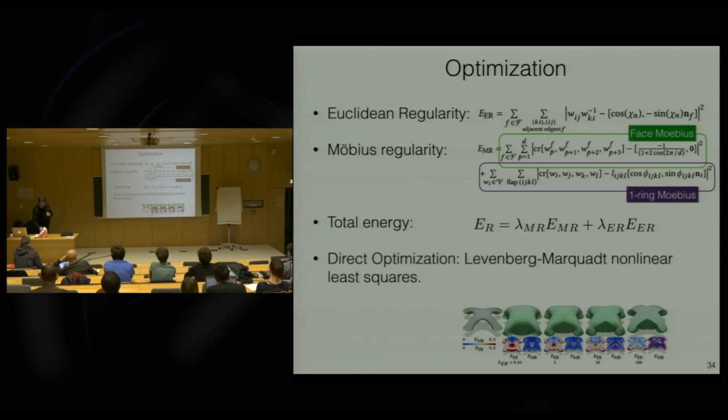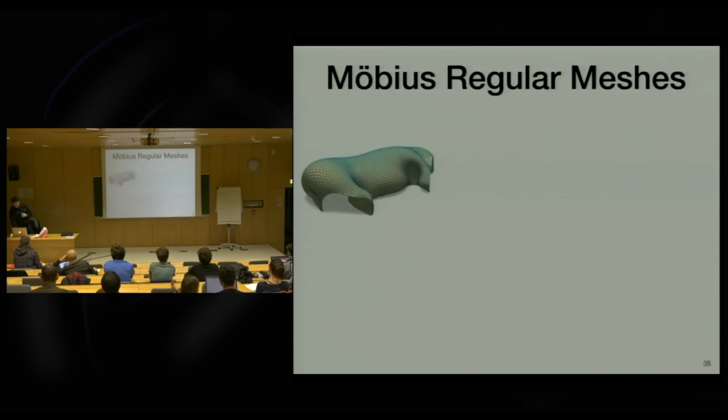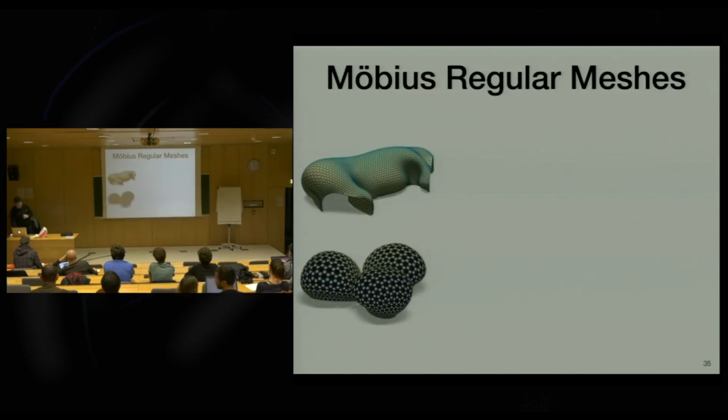How do I optimize for it? Nothing special. Okay, it's just Levenberg-Marquardt on this nonlinear least squares. It's kind of terrible speed-wise. Okay, you have to wait a lot, and that brings me to my actual next point. A little bit next point. First, I will show some examples.